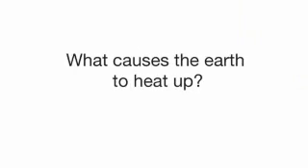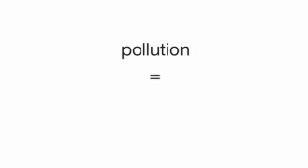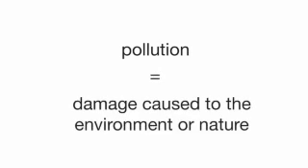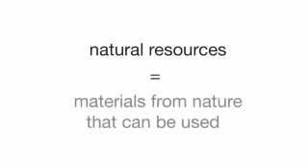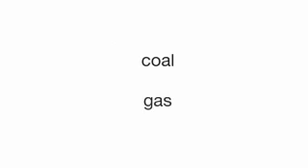So what causes the Earth to heat up? Let's listen to the professor again. Pollution, the burning of natural resources such as coal and oil. When we burn enough of them, the gases they release warm the earth. Pollution is when damage is caused to the environment or nature. Often this is because of garbage. Let's look at the next phrase, natural resources. Natural resources are materials in nature that we use, like coal or gas.